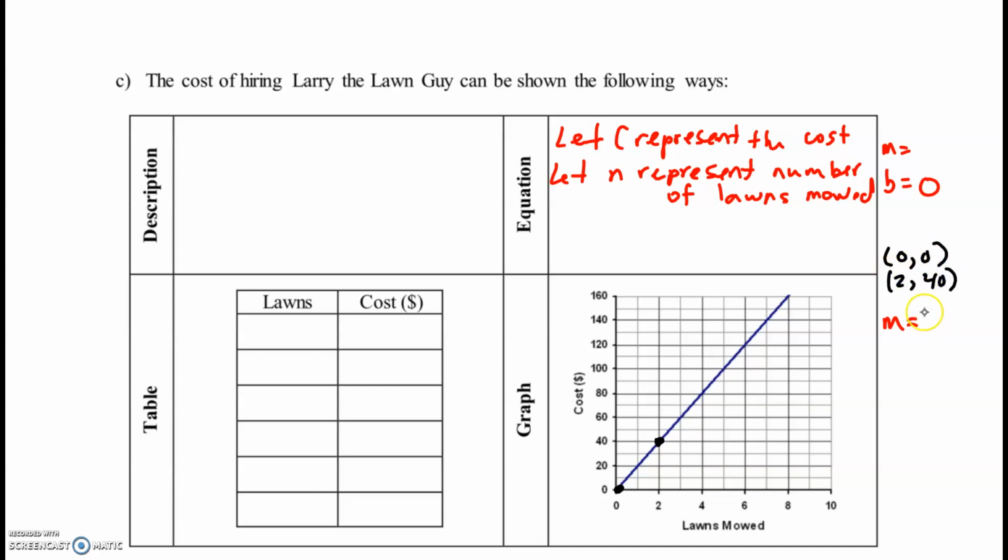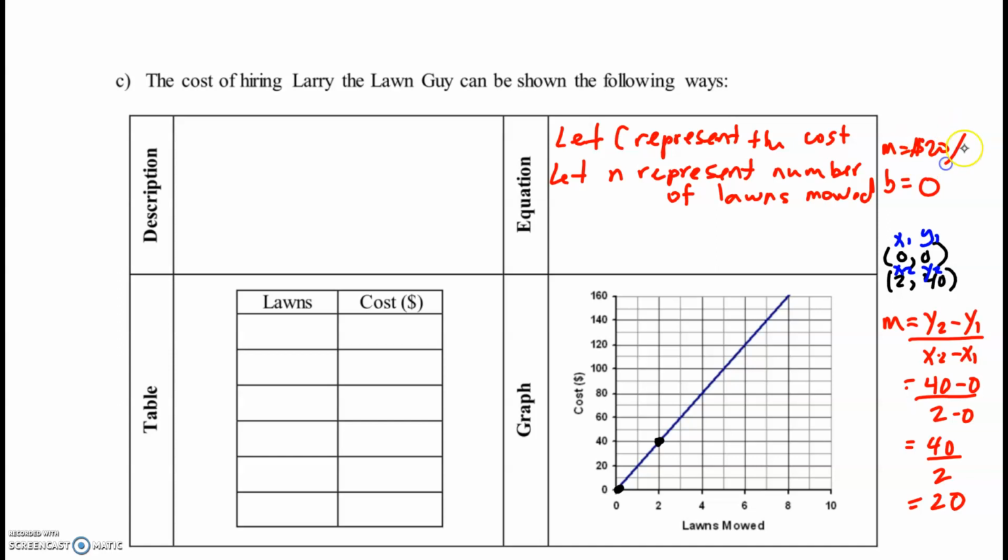Okay, let's write our formula. So it's y2 minus y1 over x2 minus x1. So that means it's going to be, oh, I didn't label my points. Let's do that. So we have x1, y1, x2, y2. Okay, so I know it is going to be 40 minus 0 over 2 minus 0, which is just 40 divided by 2, and that's 20. So my rate of change is 20, and we know that that's $20 for every lawn mowed, so per lawn.